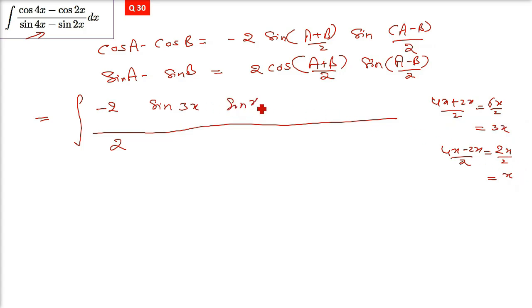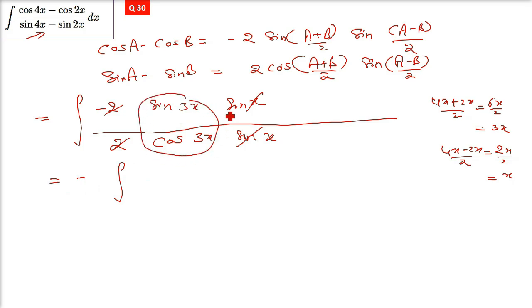In the denominator, it will be cos A plus B by 2. What is cos A plus B by 2? It's 3x, so it will be cos 3x. And then we have sin x, so you can just cancel this sin x and sin x because they are common. 2 you can cancel as well. Negative you can take outside. Sin 3x by cos 3x is of course tan 3x, and this tan 3x integration you already know because tan 3x has a standard result.